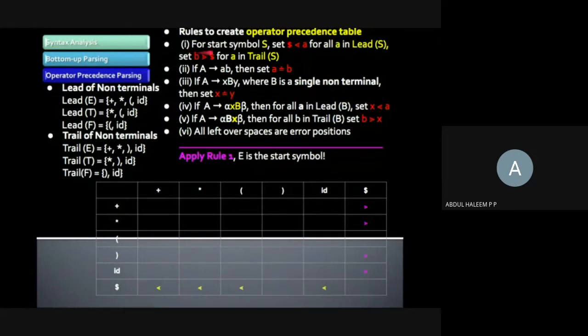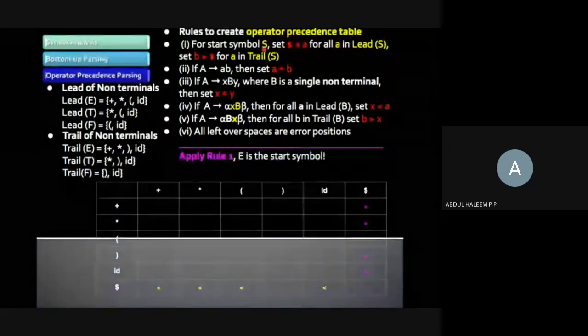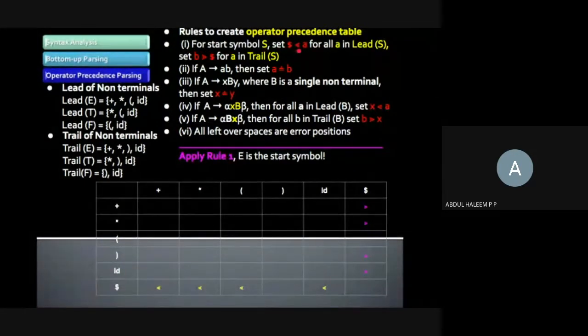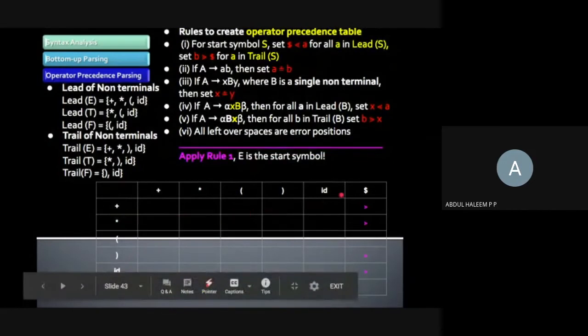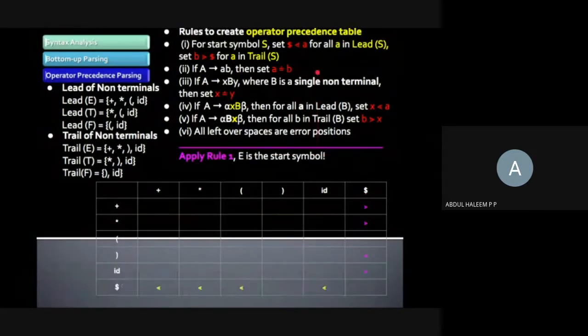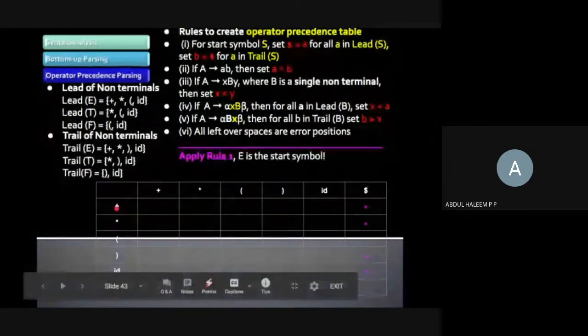Rule number 1 says that for start symbol S, set $ less than the lead elements. Now what is S here? S is E. What are the elements of E? The elements of E are here. So we will look at the columns for plus, and we will see the column for $.